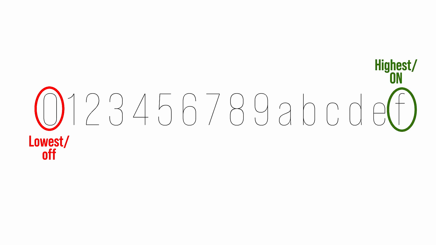Now, how does the thing work? Let me scatter your head. Just see zero to F. See zero as the lowest, or off, then see F as the highest, or on, or brightest. Think Photoshop, think opacity in Photoshop. Zero, you're going to see nothing. F, you're going to see the brightest. So we can work with that, keep it at the back of your mind.